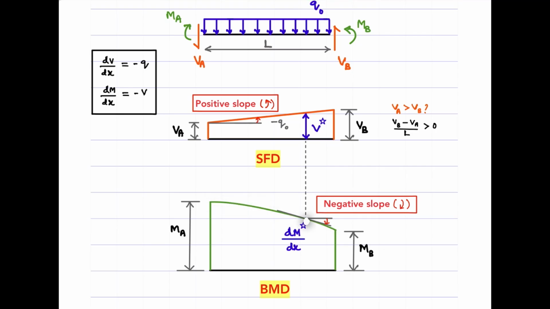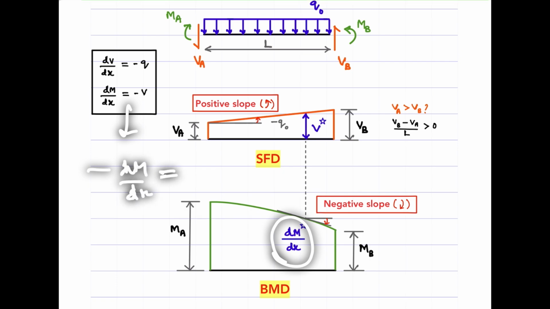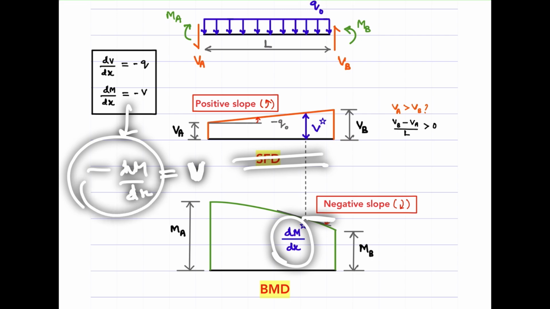For instance, if I take a point here, if I draw a tangent, and then if I get the slope, mind that I am measuring it clockwise, which means it's a negative slope, right? Then I have a negative slope here. Okay. Now this slope with a negative sign, because I can rewrite this as minus dM/dx equal to V, right? The slope with a negative sign should give me the value of the ordinate at the same location of the shear force diagram. Okay, I have a negative slope here. If I add a negative sign to that, it will be positive.